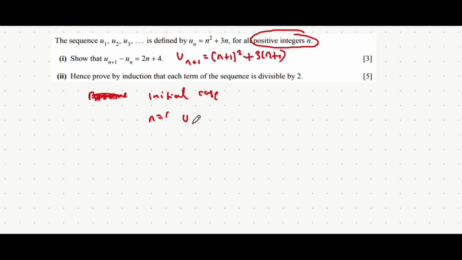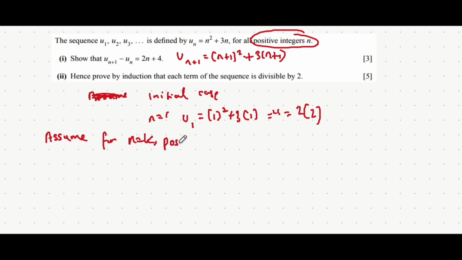That would make u1 equal to 1 squared plus 3 times 1, and we have to check if that's actually divisible by 2. 1 plus 3 is 4, which of course is divisible by 2, and you can just say that by factoring out 2 from it and showing that there's an integer inside the bracket. We're now going to assume for induction that for n equal to k, we need to make it match what was mentioned before. So we say for positive integers k.